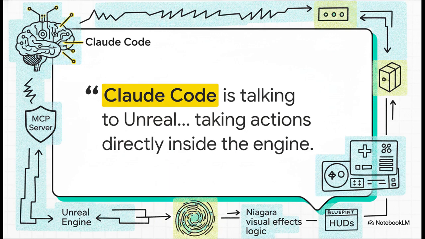There's this great quote from Adam Hafez that perfectly summarizes the architecture here. He says, "Claude Code is talking to Unreal through the MCP server, reading the scene and taking actions directly inside the engine. The AI never touches a file on disk." And Epic's own flagship AI demo showcased an agent doing precisely this, driving blueprint logic, spawning Niagara visual effects, and updating HUDs entirely through this live proxy model. No saving files, just direct live manipulation.